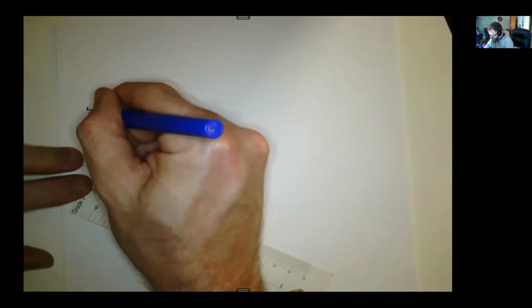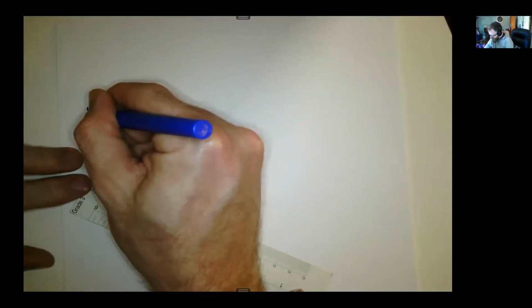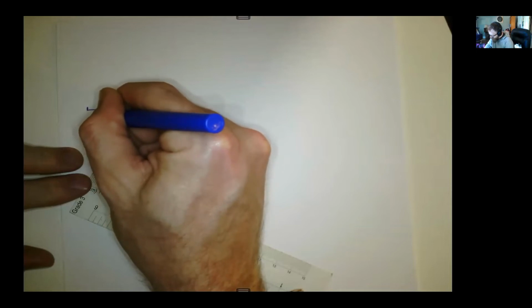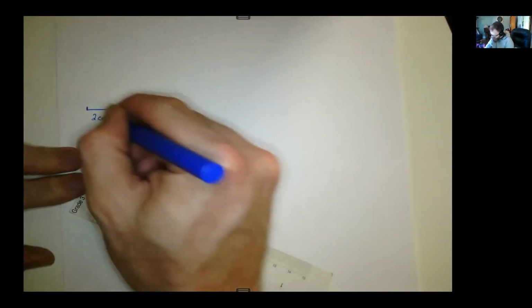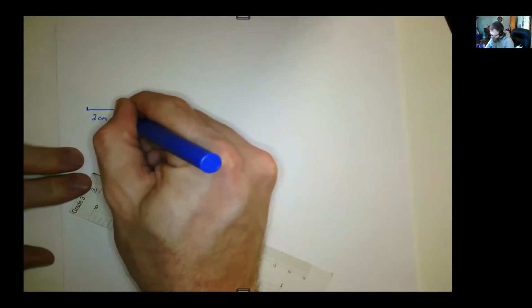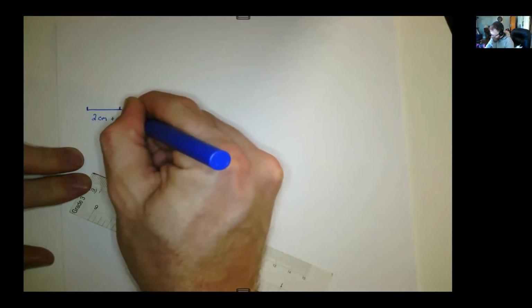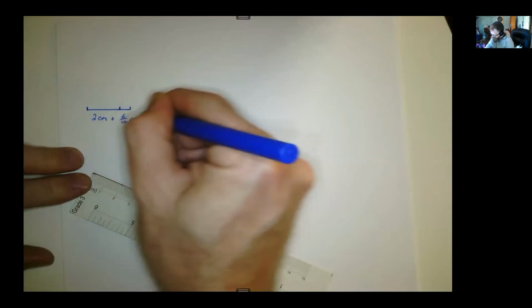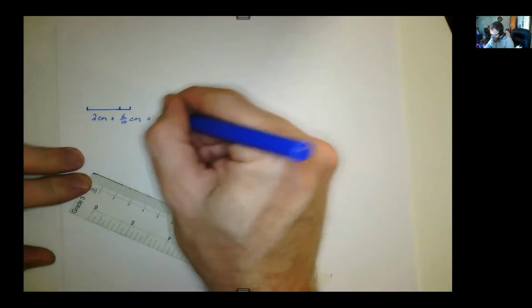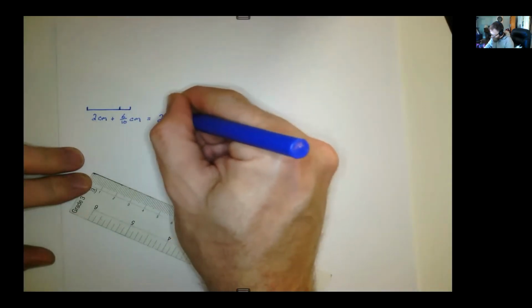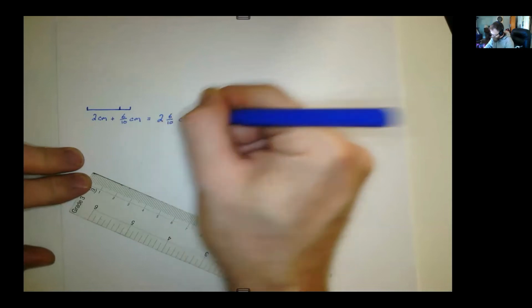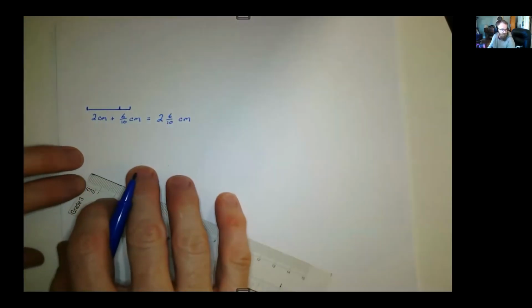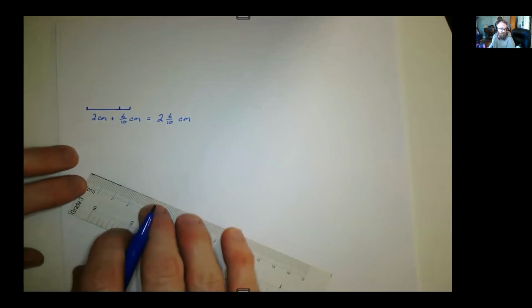What this line tells us is really an addition sentence. 2 centimeters, which is represented from here to here, plus 6/10 of a centimeter equals 2 and 6/10 centimeters. Make sure your paper looks like mine. I'm going to give you a second to copy that down.